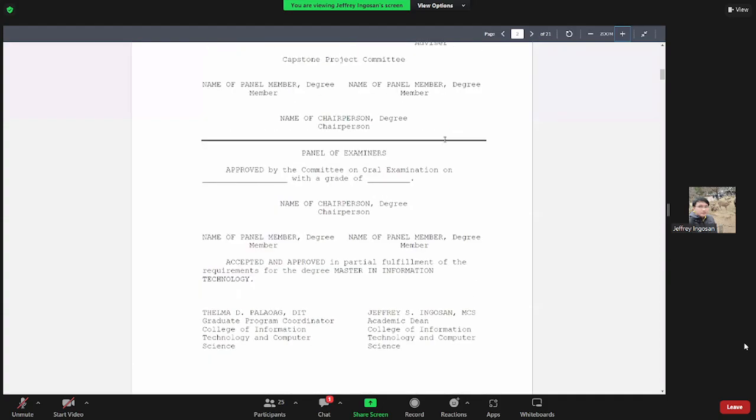And then the GPC and the name of the dean will be fixed. No need to change. So what you will just enter for this page would be the title of your study, your name, and the name of the advisor and the panel members. So for your initial document, one of the panel members' name would be blank.